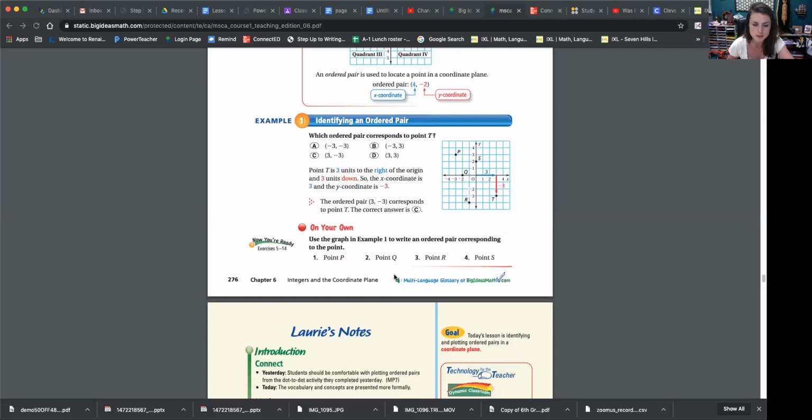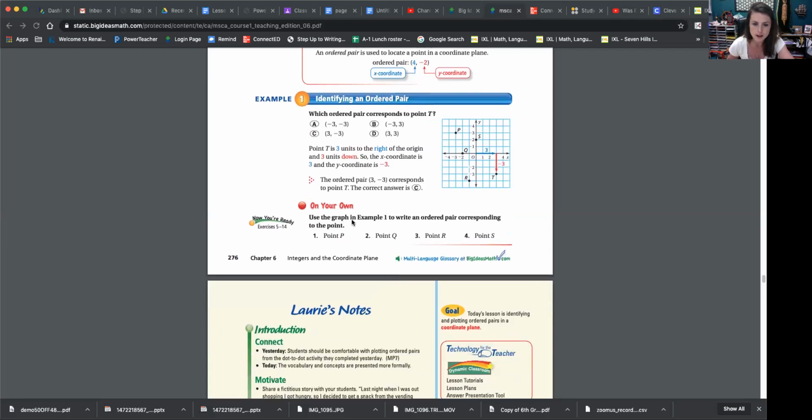Okay, let's look at on your own. It says, use the graph in example 1 to write an ordered pair corresponding to the point. So for number 1, point P, remember I always do my x's first. So over -3, up 1, 2, 3. So (-3, 3) would be P. So this (-3, 3) would be this P point.